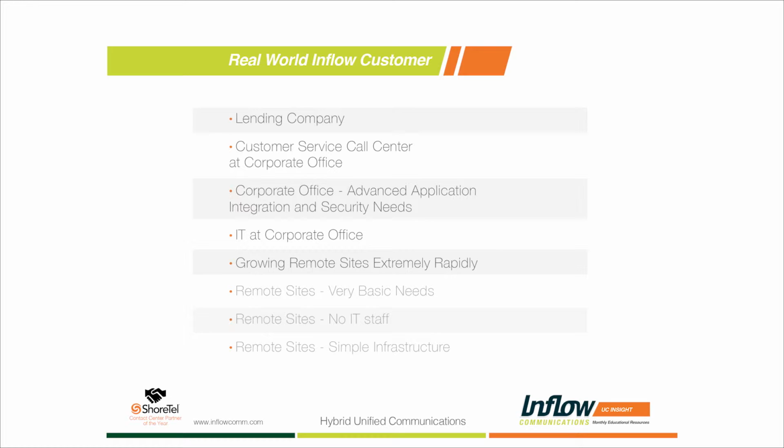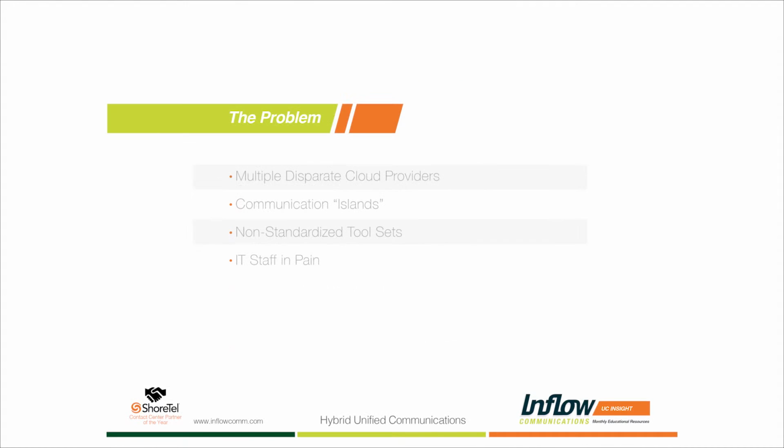A lot of these sites are smaller retail operations, maybe 5 to 20 handsets, and they're standing these offices up either through acquisition or just organic growth, sometimes as much as 4 to 5 per month. The remote sites had very basic needs. The remote sites had no IT staff, and very simple infrastructure in the way of network and computing power. So that would tell me that they're a good candidate for the cloud side of things. So what did this cause?